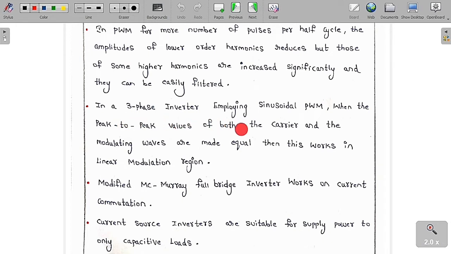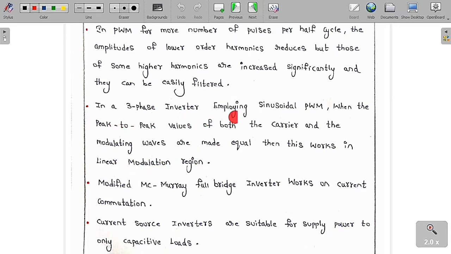In a three-phase inverter employing sinusoidal PWM, when the peak-to-peak value of both the carrier and the modulating waves are made equal, then this works in the linear modulation region. See, basically in a three-phase inverter, suppose we are going to use sinusoidal PWM. If the peak value of the carrier signal is equal to the peak value of the reference signal, then this is going to operate in the linear modulation region.